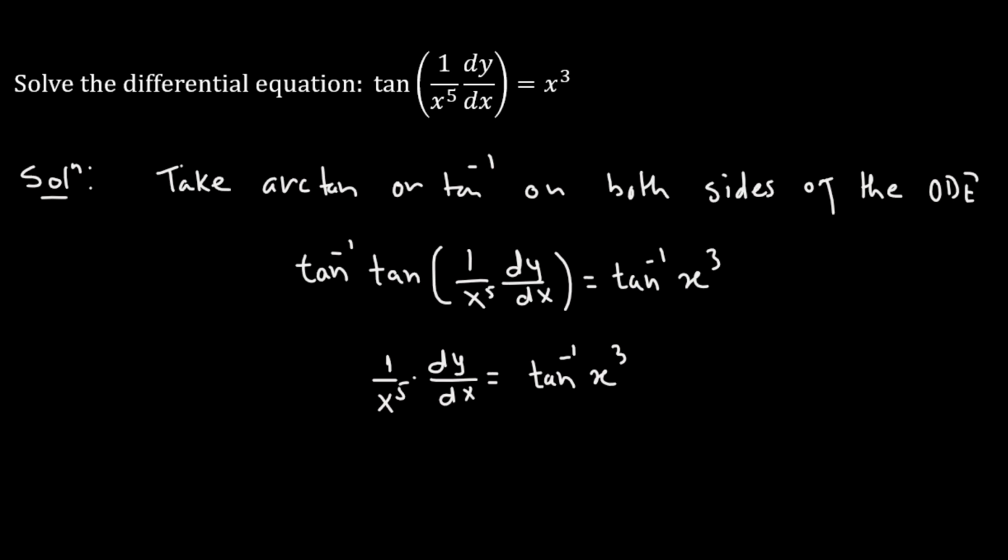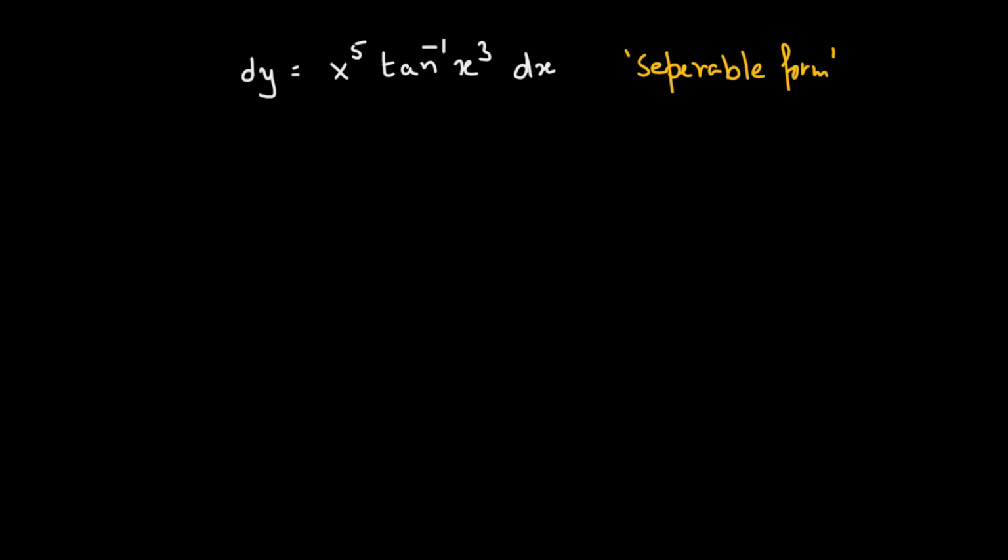Now what we can do is isolate the differentials, and that should give us dy equals x raised to the power of 5 times tangent inverse x cubed dx. So this is in the separable form. Now we are going to integrate both sides. So we will get the integration of dy equals the integration of x raised to the power of 5 times tangent inverse x cubed dx. Now we will do a little bit of algebraic manipulation here.